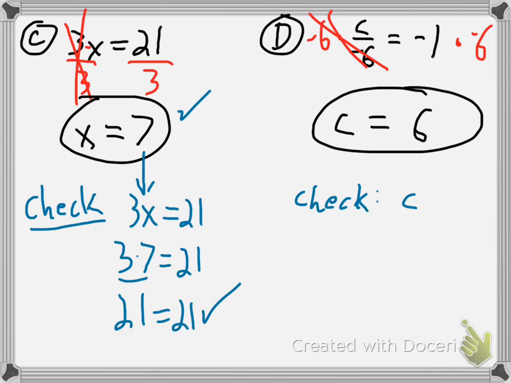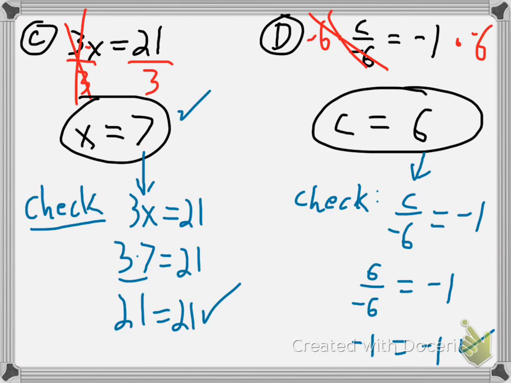So my original equation was c over negative 6 is equal to negative 1. I'm going to plug in 6 as c. So I have 6 over negative 6 equals negative 1. 6 divided by 6 is 1. Because they have different signs here, it's going to be negative. And I can see it equals negative 1 on the right-hand side. So that's good, meaning that's good.